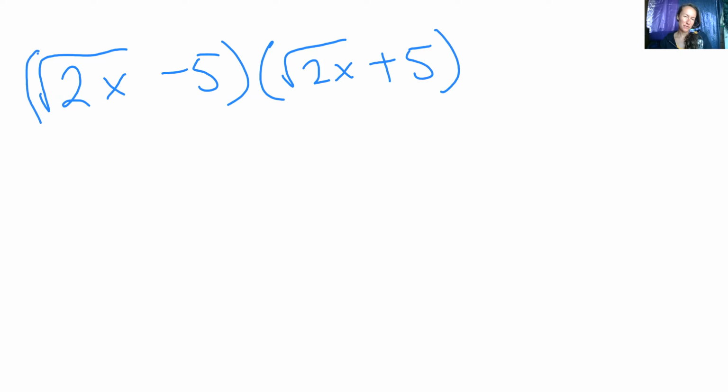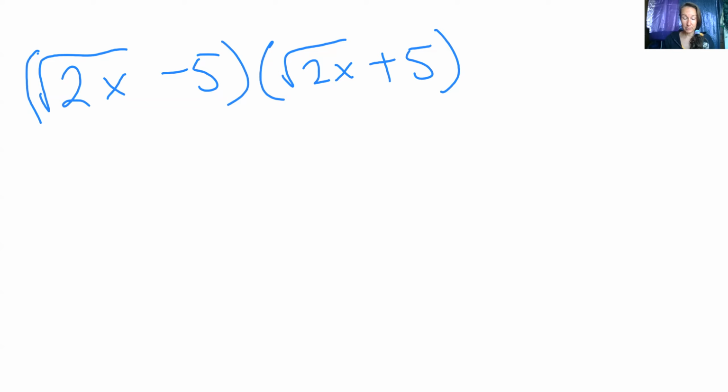So now we have to use FOIL, where every single term in here needs to get multiplied by both the terms in here. FOIL is just a way to remember this first term has to get multiplied by both of these terms. This second term has to get multiplied by both terms. Okay. So we'll do that.